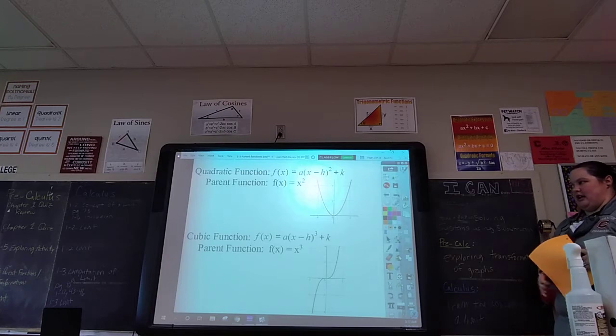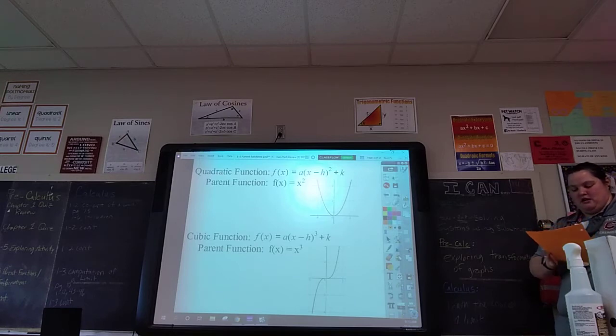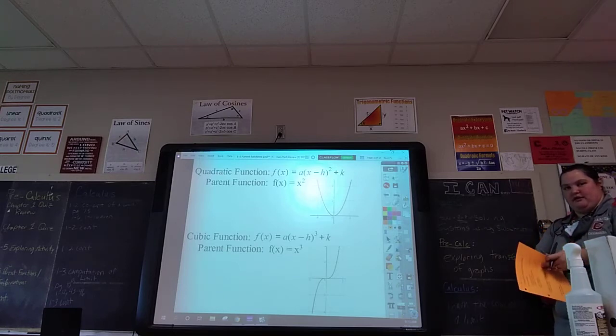And then we put the a, h, and k in it to transform it, either move it left, right, up and down, change the slope, different things like that. Questions on the first four? Everyone got all the blanks filled in?